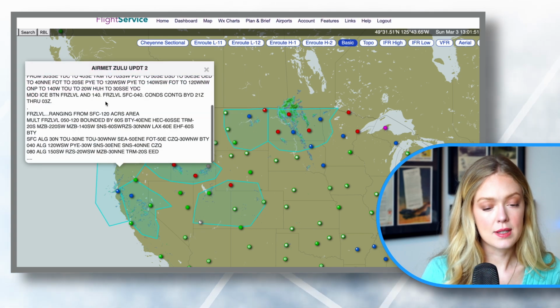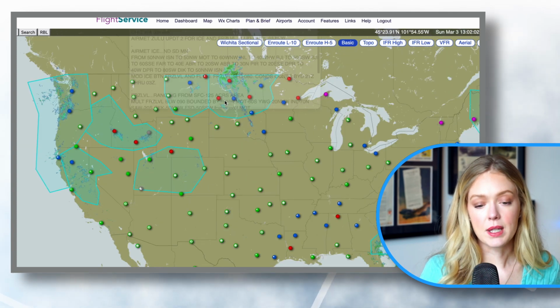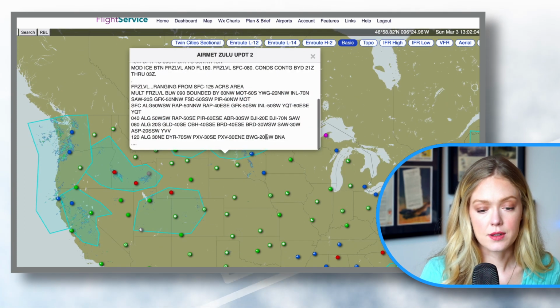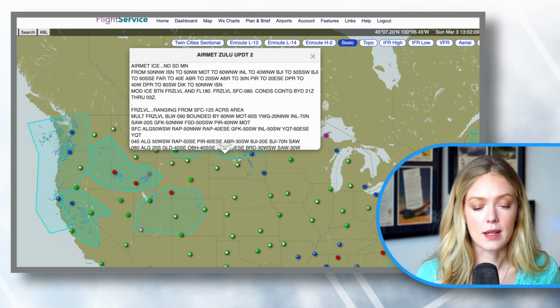Moderate icing between the freezing level and 140. Freezing levels between the surface and 4,000. And then up here, this one, it's freezing on the surface already. We know that. Moderate icing between freezing level and flight level 180.